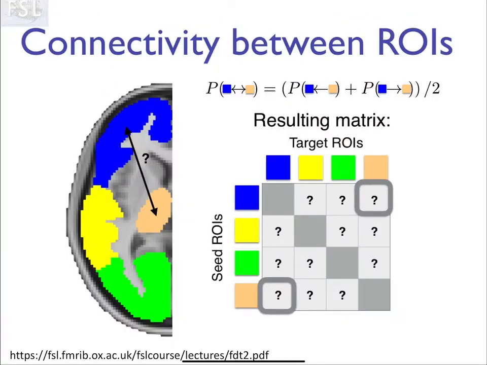So the resulting connectivity, for example, between two target ROIs could just be, what's the probability of starting in any voxel here and ending up in a voxel here, or starting here and ending up there. If one of your hypotheses was, how does connectivity between region A and region B differ between populations, then you could use ProbTrackX to estimate that connectivity.